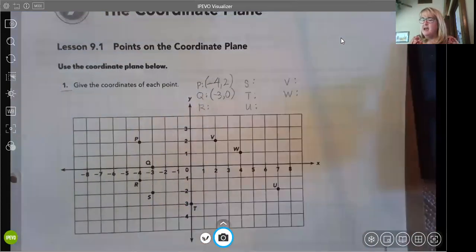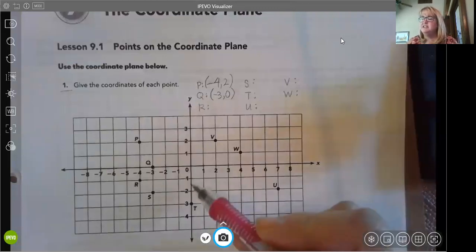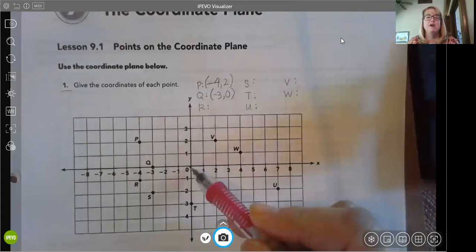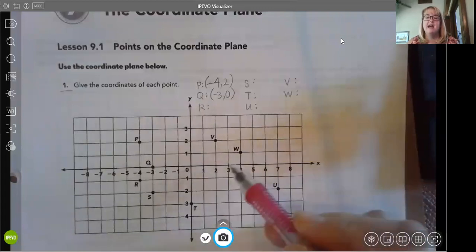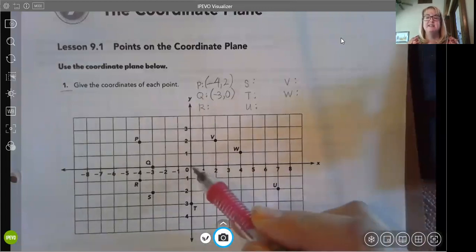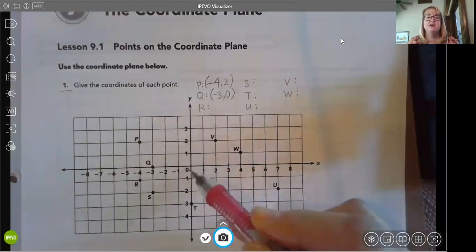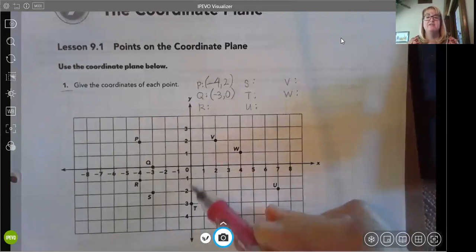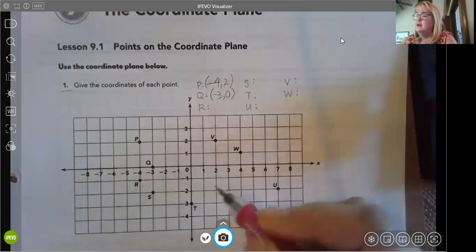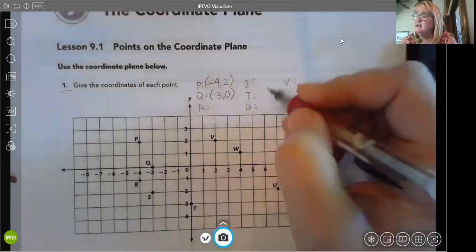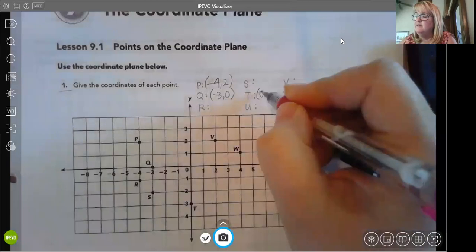Let's look at T. I'm going to skip over to T because T is interesting. We are not going to move on the x-axis. So we are starting at 0, but then we have to go down 3. Since we didn't go left or right, we're at 0 on the x-axis and then -3. So the coordinates of point T are 0 and -3.